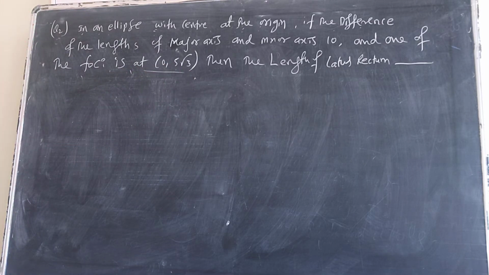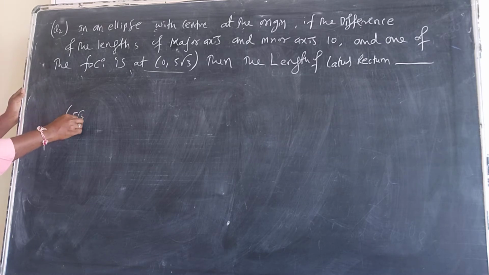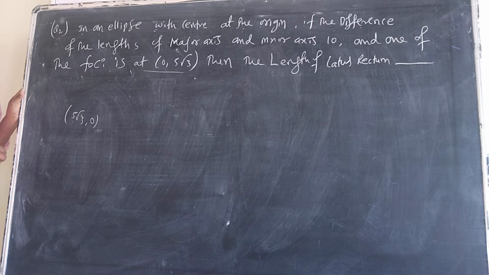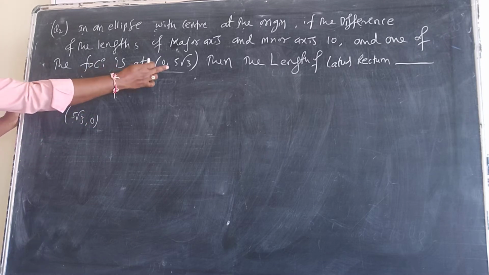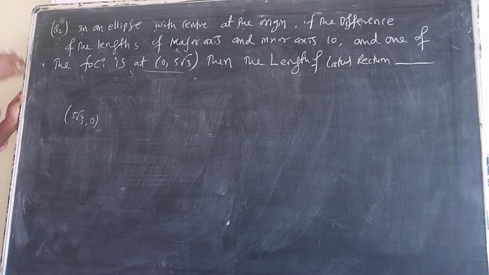The foci decide whether the ellipse is horizontal or vertical. Suppose you have 5 root 3 comma 0, then it is a horizontal ellipse. You were absent, so you will not understand now. This is a horizontal ellipse, but when you have 0 comma this, then it is a vertical ellipse.